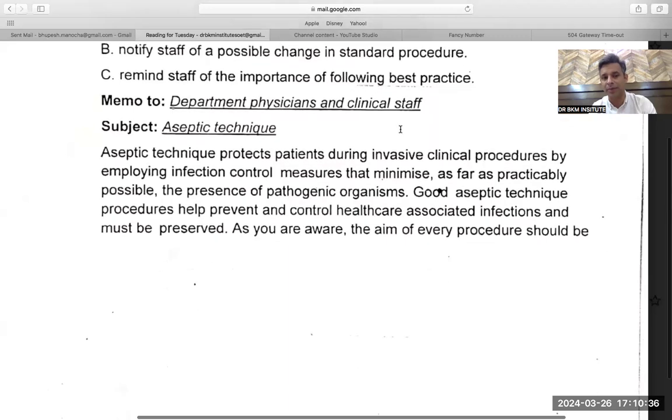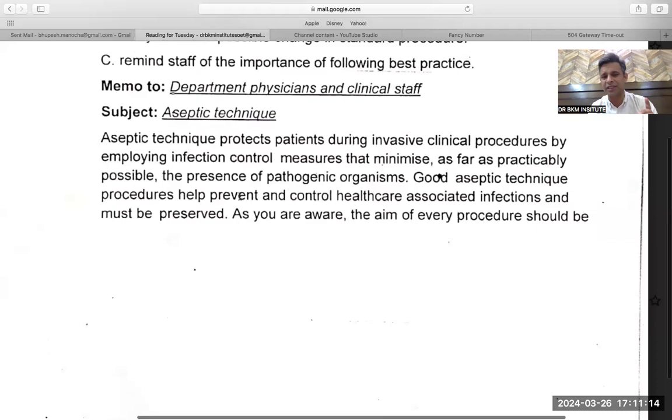The purpose of the memo is to, for department physicians, aseptic technique. Obviously they have already given what the purpose is. The subject is also the purpose, aseptic technique. Aseptic technique protects the patients during invasive clinical procedures by employing infection control measures that minimize, as far as practicably possible, the presence of pathogenic organisms. So they are giving the definition, that aseptic techniques protect the patients from invasive clinical procedures. Good aseptic technique helps prevent and control healthcare associated infection and must be preserved.